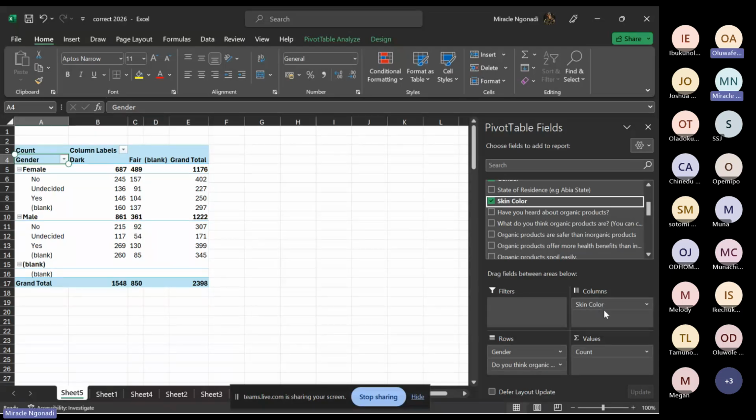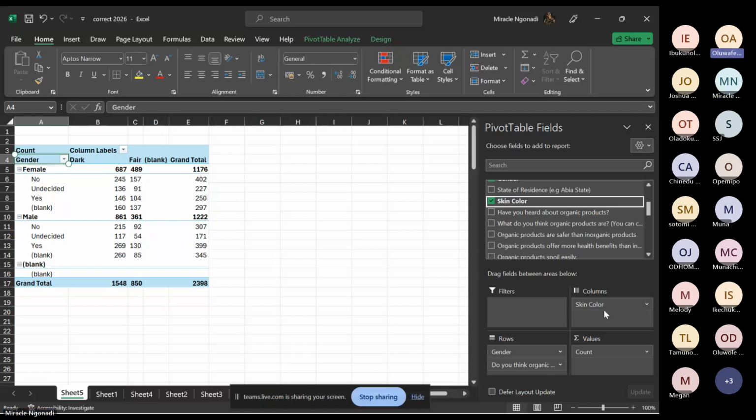Okay. So look into these numbers. Tell me what you think. 687 females are dark, while 489 are fair. Then 861 males are dark, while 361 are fair. Then they divided the remaining into dark and fair.